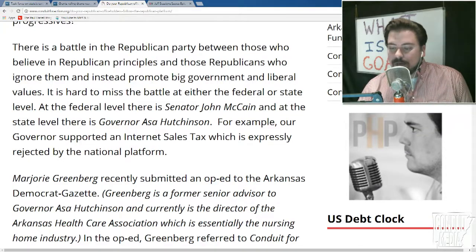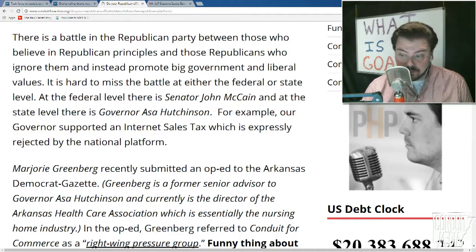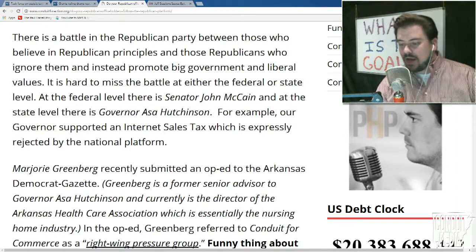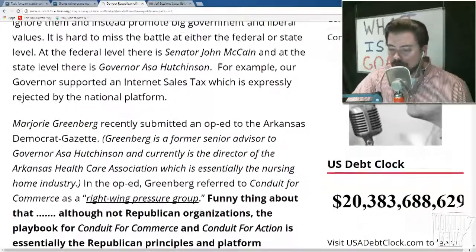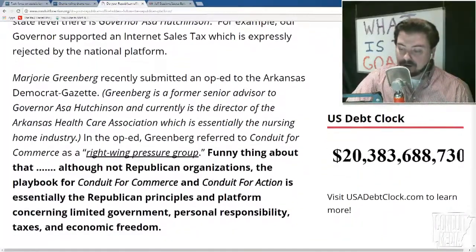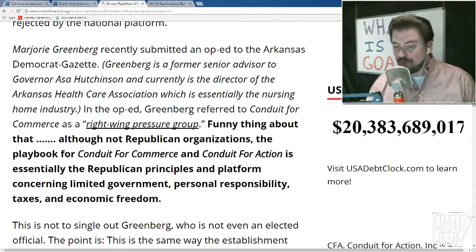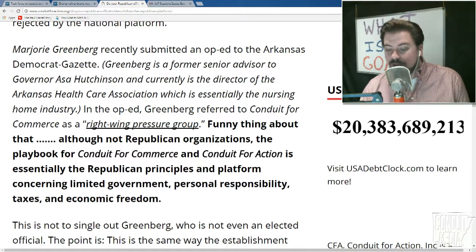There is a battle in the Republican Party between those who believe in Republican principles and those Republicans who ignore them and instead promote big government and liberal values. It's hard to miss the battle at either the federal or state level. At the federal level, there's Senator John McCain, and at the state level, there's Governor Asa Hutchinson. For example, our governor supported an internet sales tax, which is expressly rejected by the national platform. Marjorie Greenberg recently submitted an op-ed to the Arkansas Democrat-Gazette. Greenberg is a former senior advisor to Governor Asa Hutchinson and currently is the director of the Arkansas Health Care Association, which is essentially the nursing home industry. In the op-ed, Greenberg referred to Conduit for Commerce as a, quote, right-wing pressure group.